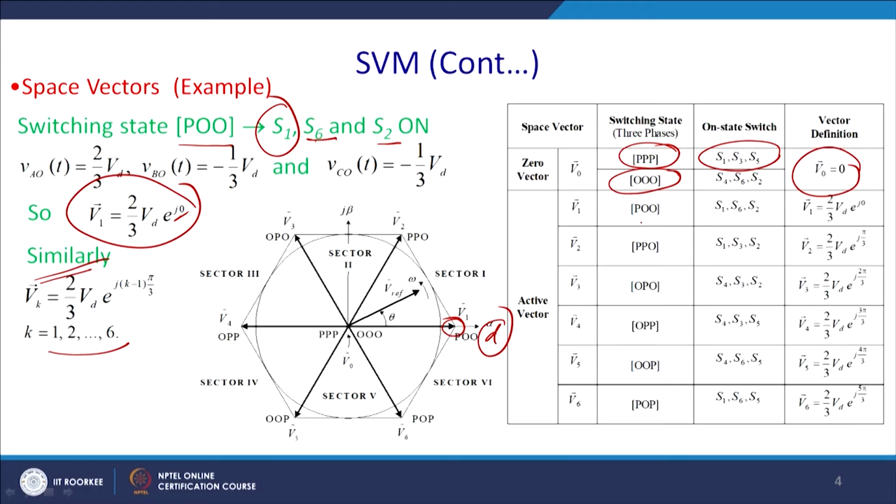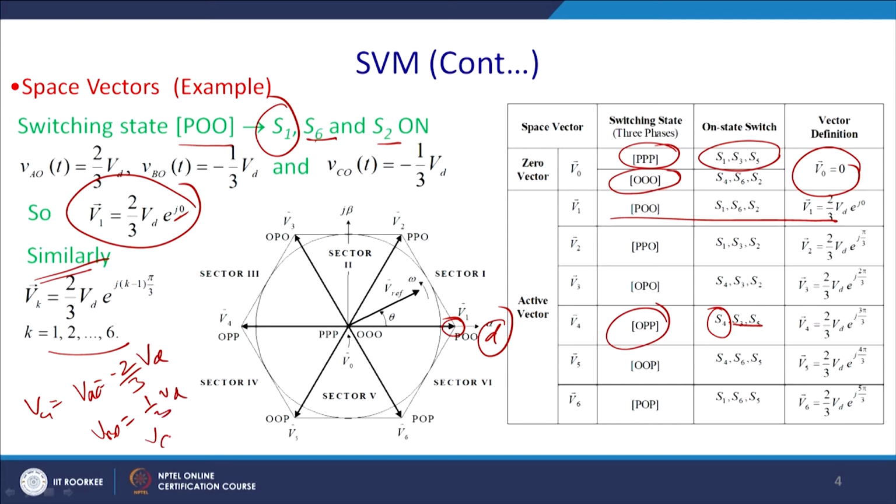So, similarly, this vector has been explained. Similarly, the opposite will be this vector. Then what will happen? You will find that S4 is on from the lower side and S3 and S5 are on from the upper side. So, here in this combination for V4, VAO will be minus 2/3 VDC, and the other two values will be VBO again 1/3 VDC and VCO also 1/3 VDC. So, in this way all the voltages can be calculated.